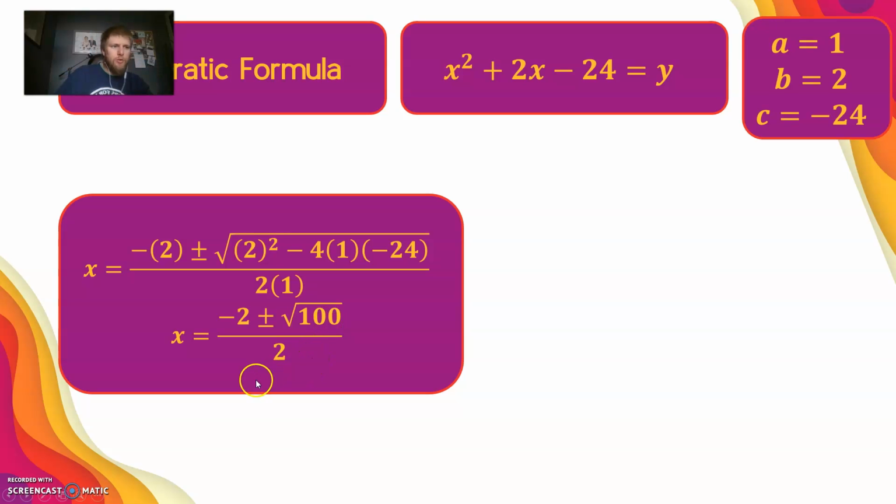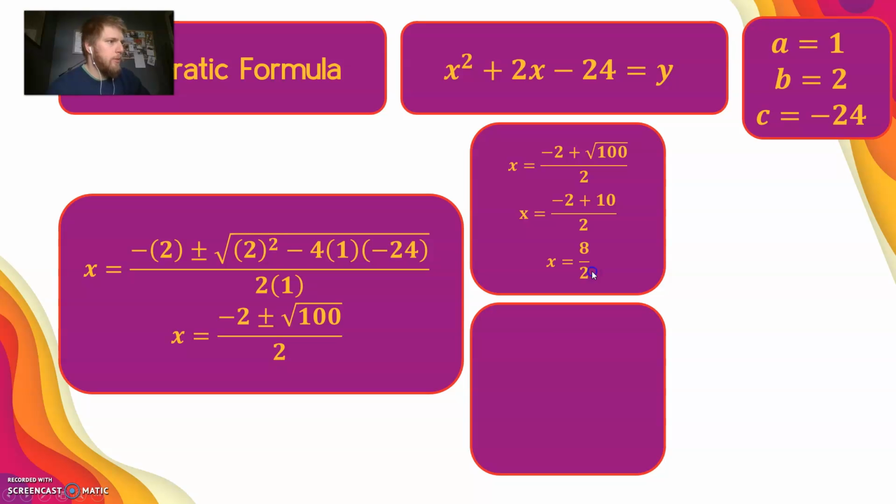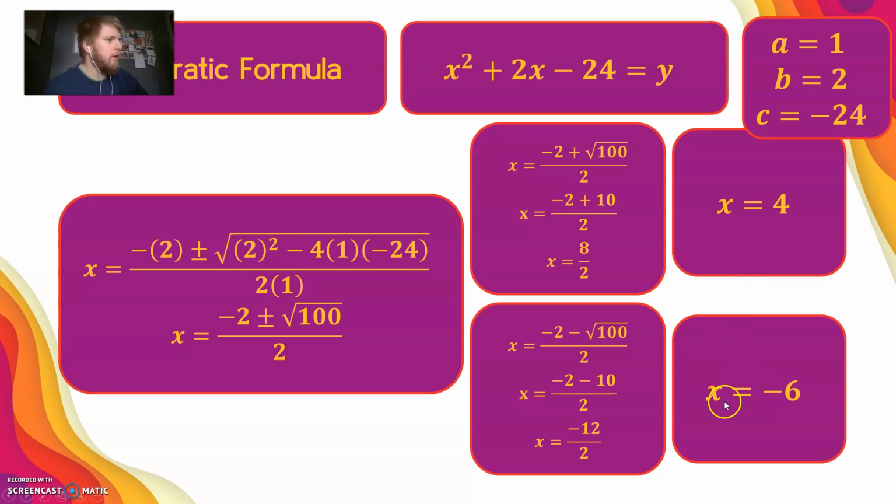Now we can separate these into our roots. So the plus root will be negative 2 plus root 100 all over 2. So root 100 is 10. Negative 2 plus 10 is 8, all over 2. And then on the bottom, we take the subtraction. So this is still root 100, negative 2 minus 10, which is negative 12 all over 2. So here, 8 over 2, that's x equals 4. Down here we have negative 12 over 2, that's x equals negative 6.